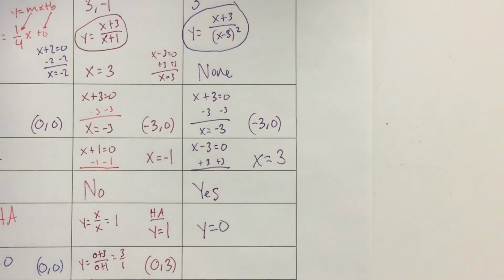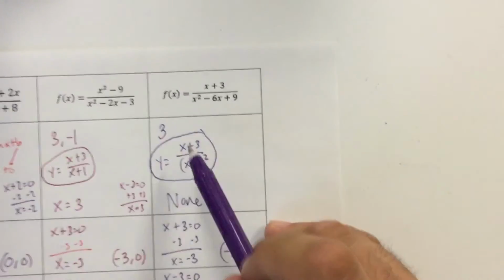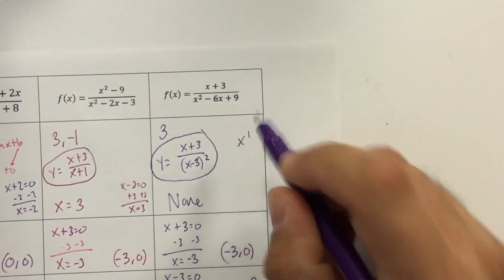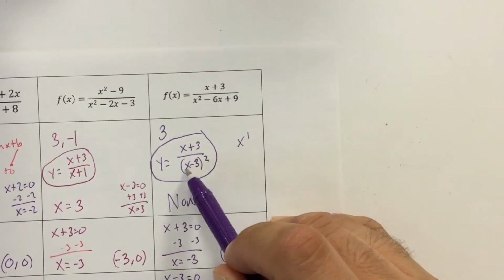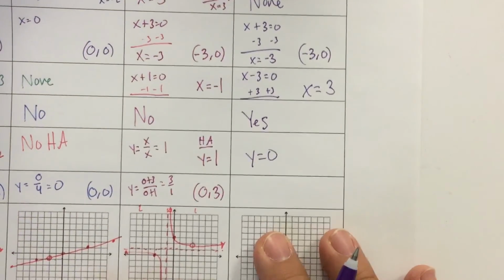So if it's on the bottom, what is my horizontal asymptote? Y equals 0. Now, if you didn't catch why it's the bottom, let me kind of show you. So this x is x to the first power on the top. But when it's x squared, it's like x times x, which is x squared. So the bottom power is actually the biggest. Good catch there.